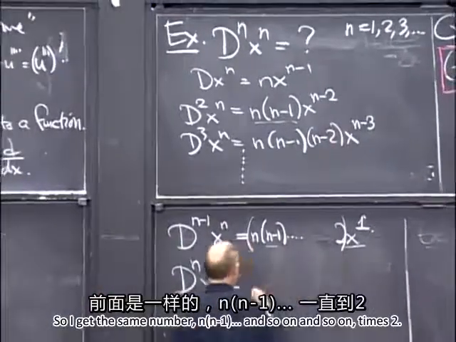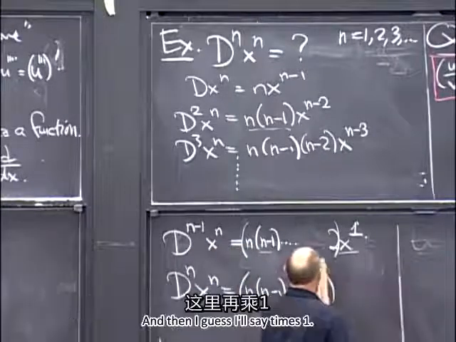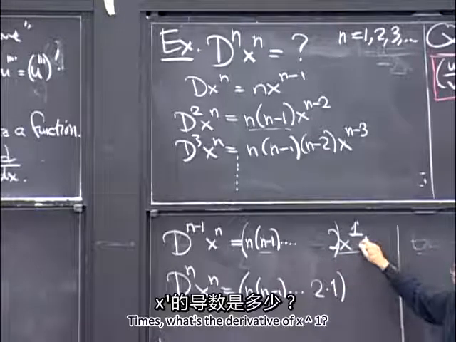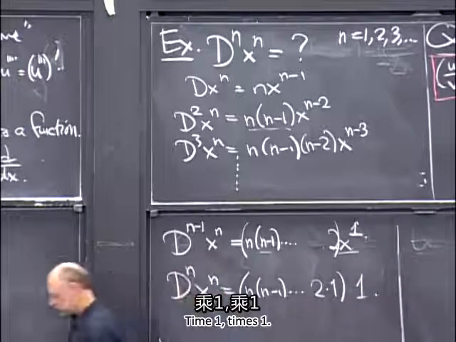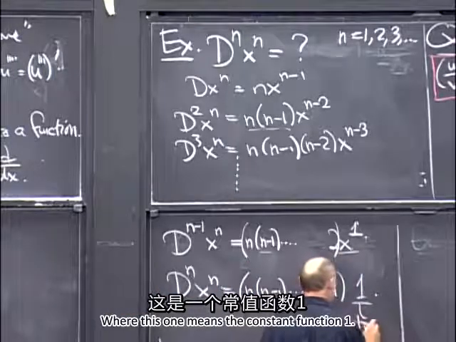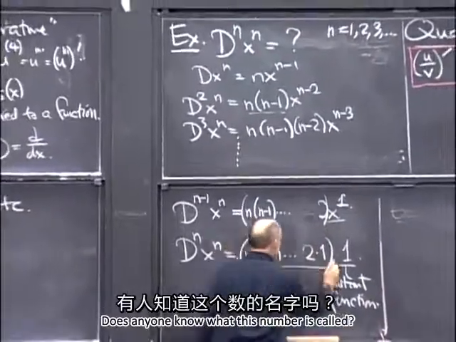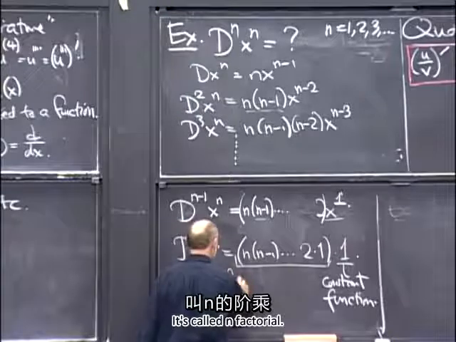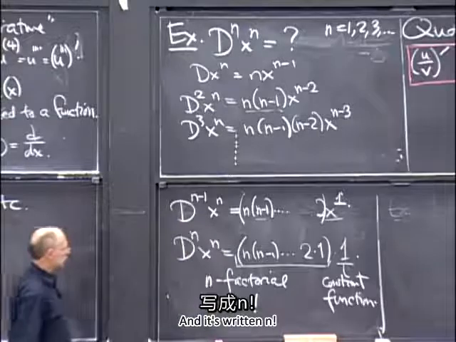So I get the same number, n times n minus 1, and so on, times 2. And then I guess I'll say times 1, times, what's the derivative of x to the 1? 1. So times 1, if you like, times 1 times 1. Where this 1 means the constant function 1. Does anyone know what this number is called? That has a name. It's called n factorial. And it's written with an exclamation point.